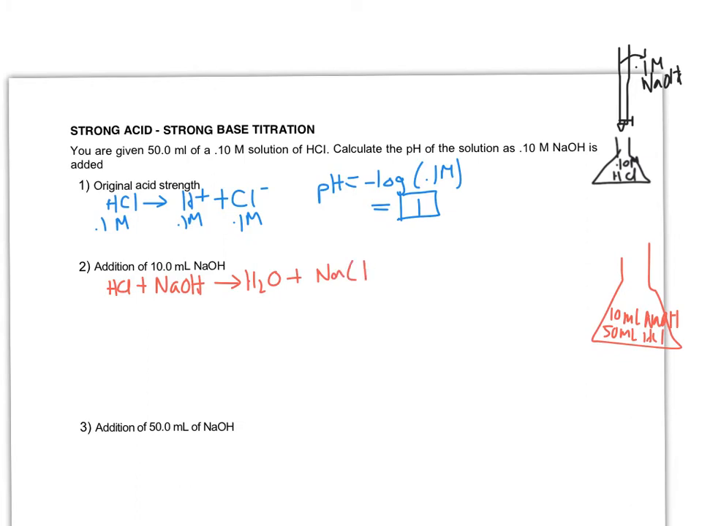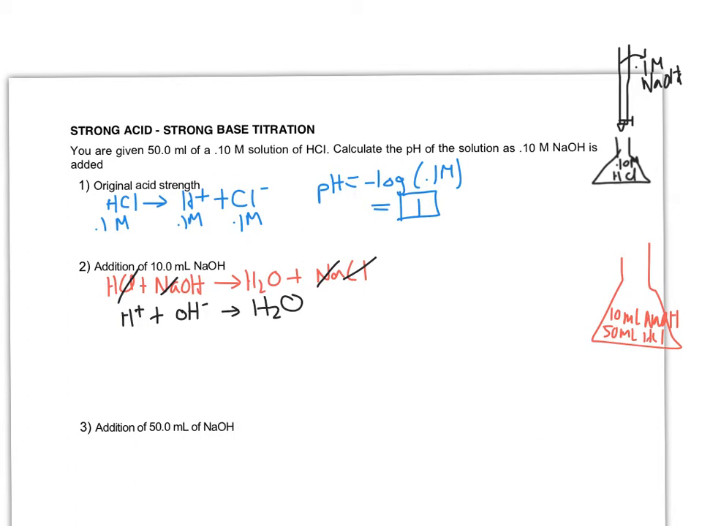You could do that, or you could just write H plus plus OH minus yields water, because we know that the Na plus and the Cl minus do not undergo hydrolysis, so those are just spectator ions. Oh, I'm sorry, I shouldn't have erased that. There we go. So if you want to rewrite it as H plus plus OH minus yields water, that's acceptable as well. It's totally up to you.